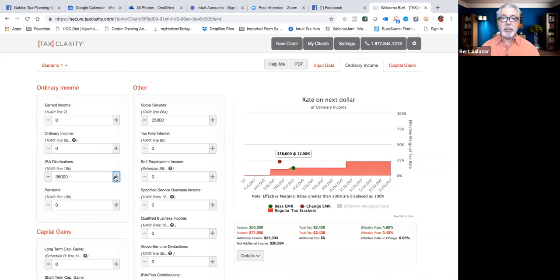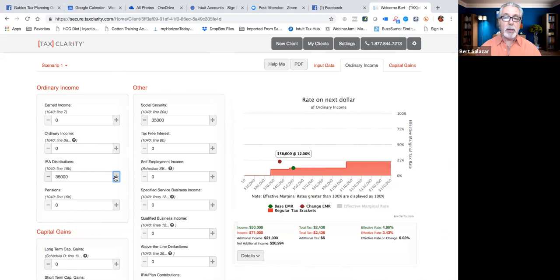So think of it this way. $50,000 of IRA distribution in scenario one, with no Social Security benefit taken, generated $2,430 of taxes to the client. So it would have generated $2,430 in taxes to the clients in 2018.